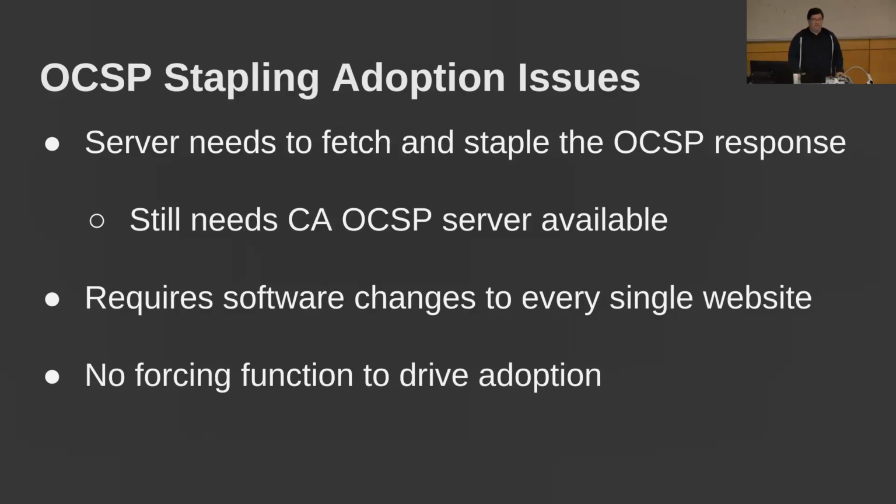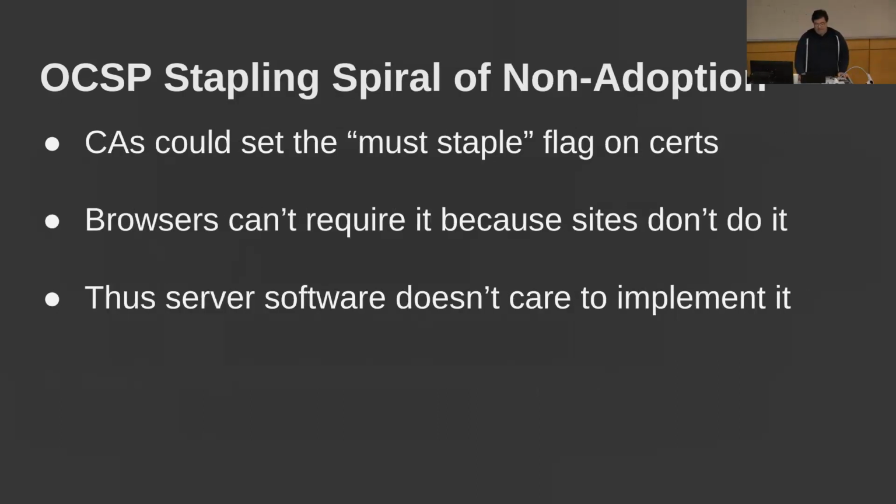And there's nothing that has forced people to actually implement this. So a lot of web servers just straight up don't support OCSP stapling. And that led to the death spiral of non-adoption. There is a flag that CAs can set on certs, which says that you must staple a response. CAs don't want to do that because it would break any websites that aren't stapling. Browsers can't require OCSP stapling because lots of websites don't staple. The server software doesn't really care about implementing it well because of the previous two statements, where nobody really wants it. So we're stuck in this loop of non-adoption where everybody maybe agrees that this is a good solution, but there's just too many problems with implementing it.